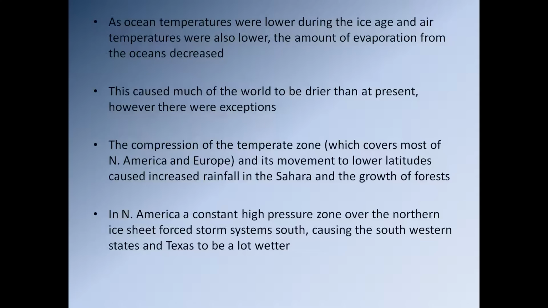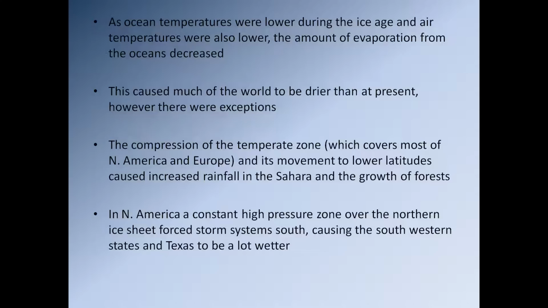However, there were exceptions. We've already touched on the fact that as the ice sheets moved southwards, they began to push the temperate band more towards the equator. This means that the temperate band that now covers most of the United States and Europe got pushed towards areas like the Sahara and the southern states of the US. That led to the growth of very, very large forests.